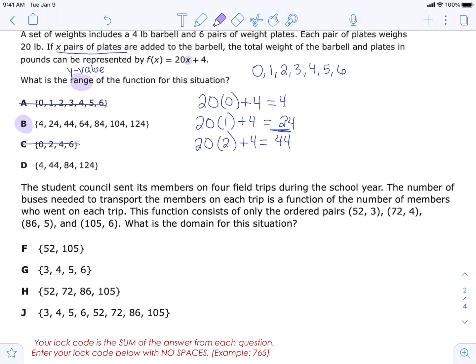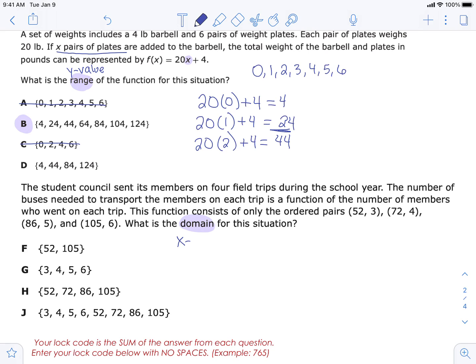Okay, now looking at the next one, it says the student council sent its members on 4 field trips during the school year. The number of buses needed to transport the members on each trip is a function of the number of members who went on each trip. The function consists of only these ordered pairs: (52, 3), (72, 4), (76, 5), and (105, 6). What is the domain of the situation?